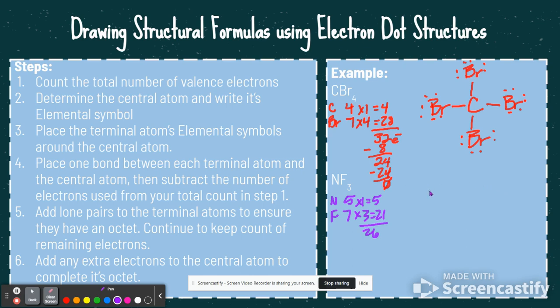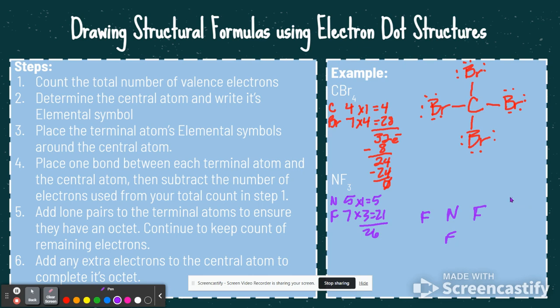I'm going to determine my central atom. Nitrogen can bond 3 times because it has 5 valence electrons, and I'm trying to get to 8. Fluorine can bond once, and so nitrogen is my logical choice to be in the middle. And then I'm going to place 3 fluorines around it, and it really doesn't matter where you place them. I'm going to go ahead and do this. Like that. All right, so I got my central atom and my terminal atoms.